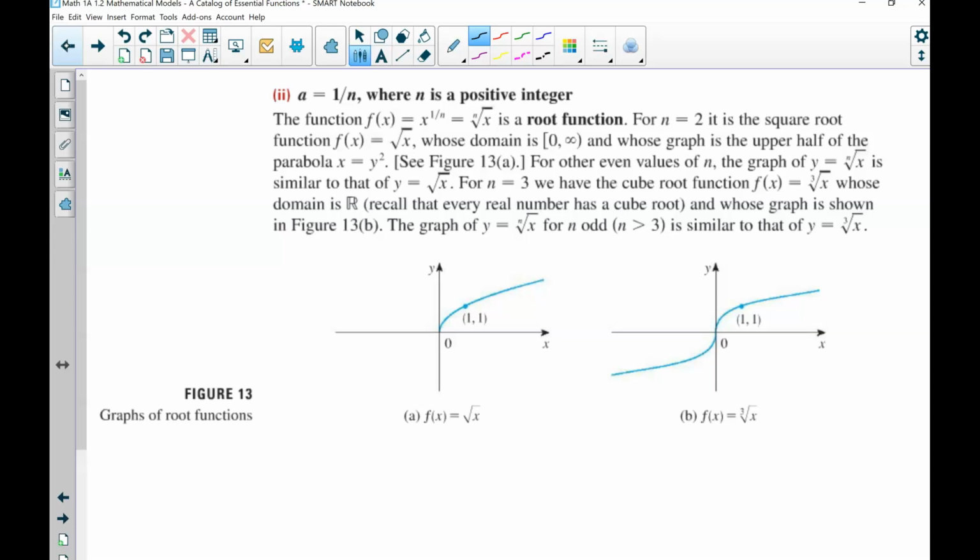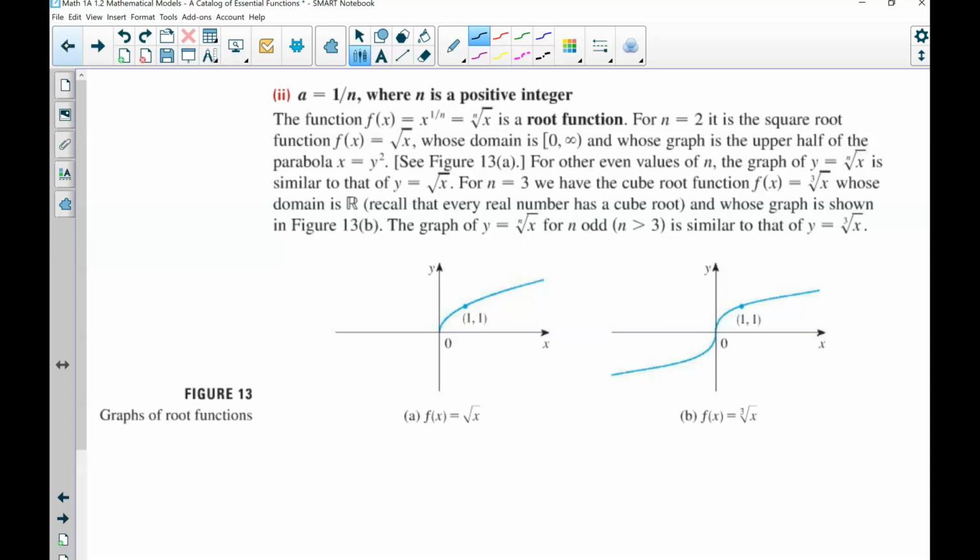Now, if you look at the first figure, that would give you the first figure for the first scenario. Now, for other even values of n, the graph of the nth root of x is similar to that of the graph of y equals the square root of x.